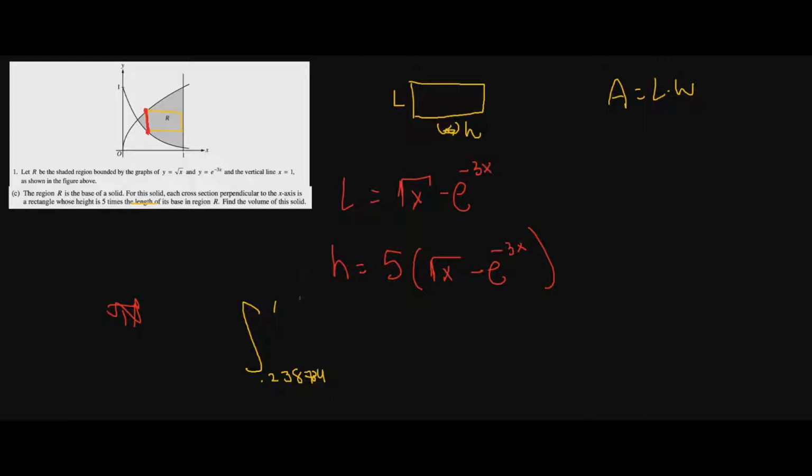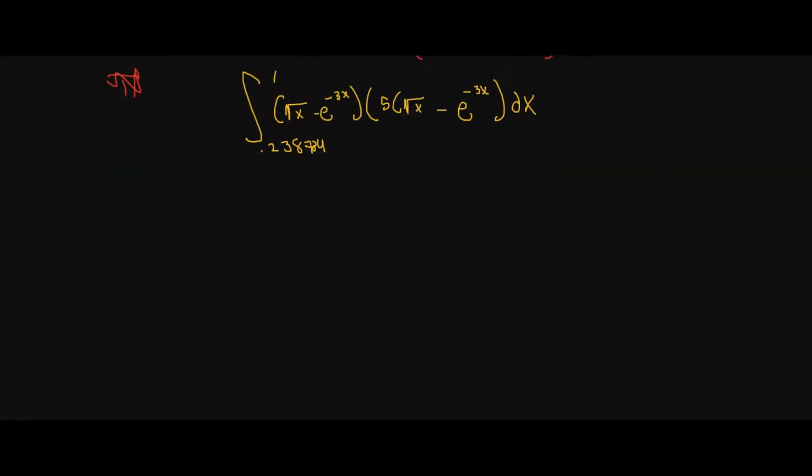Length times height, and our length is always, you know, top curve minus bottom curve. So what is this? Well, it's going to be the length times width. So length is the square root of x minus e to the negative 3x, and the height is 5 times the square root of x minus e to the negative 3x. Boom, dx. Okay. Plug that into your calculator and you are in business. What I mean by that is you're ready to roll.